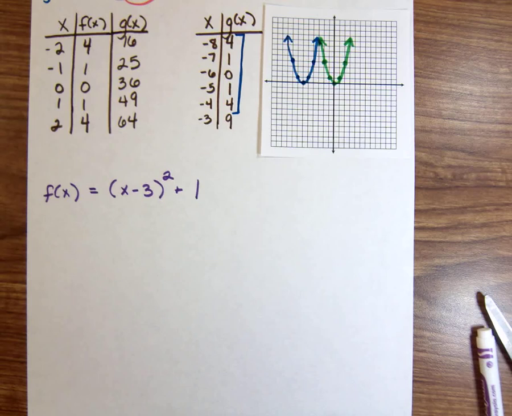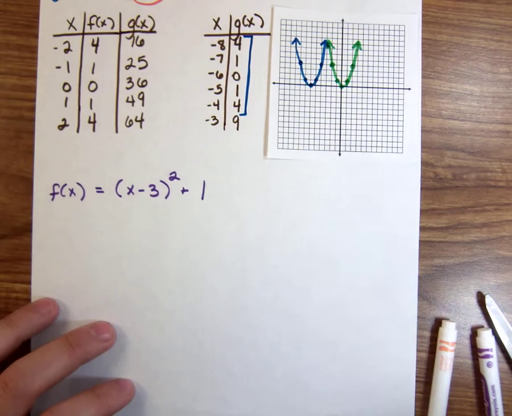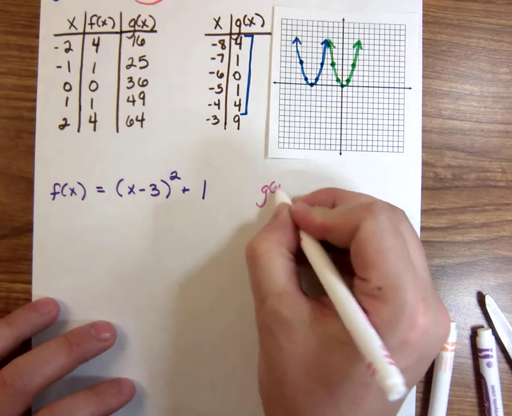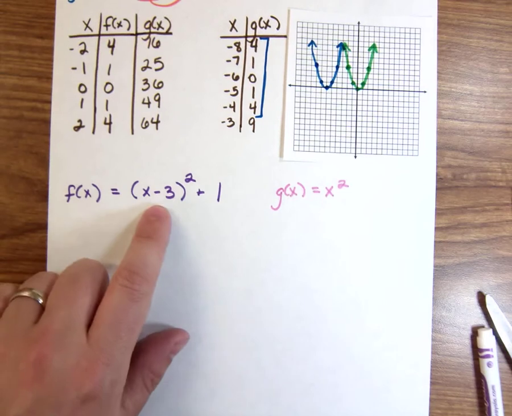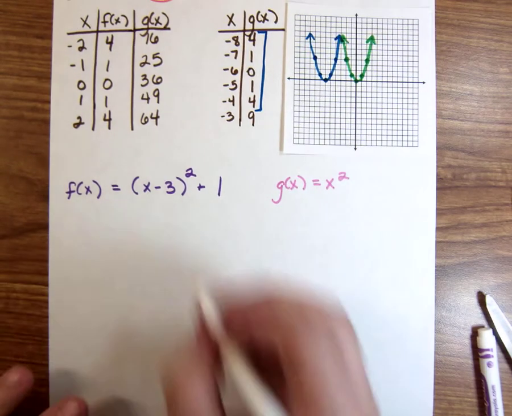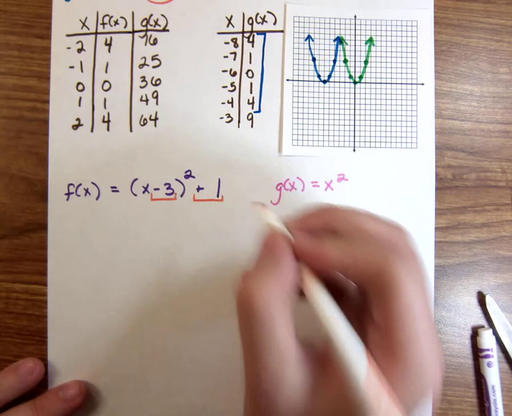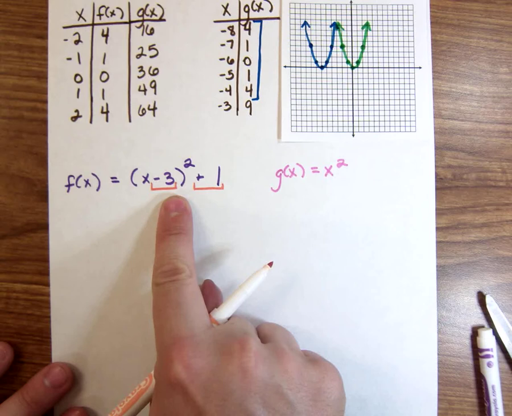Now, before we do anything at all, if you had to guess, what would your guess be for what these numbers are going to do? Recall that the parent function is x squared. What's different about this compared to the parent function? Well, the minus 3 is new, and the plus 1 is new. If you had to guess, what would you say the minus 3 is going to do?